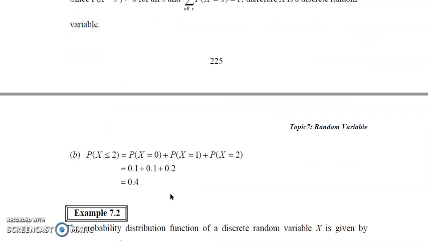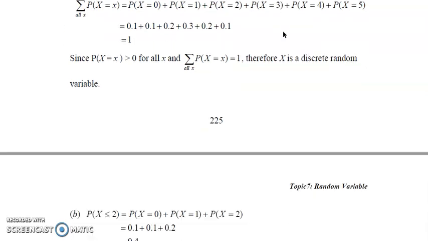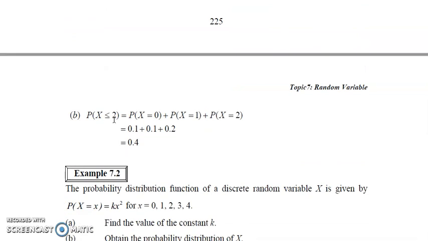And then for the next one, question number 2, the question asks to find the probability that 2 cars or less will be sold the next day. If you want to write it in the form of an inequality, you'll have X less than or equal to 2. In this topic, your inequalities are very important. So you'll have the probability of x equal to 0, x equal to 1, and x equal to 2. The probability for x equal to 0 is 0.1, x equal to 1 is 0.1, and x equal to 2 is 0.2. Therefore, you will have 0.4 here.